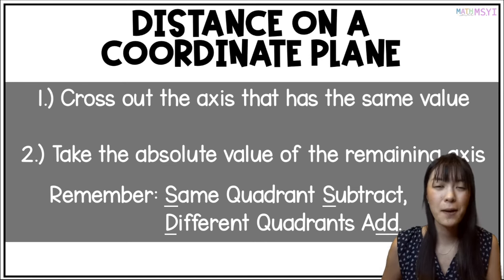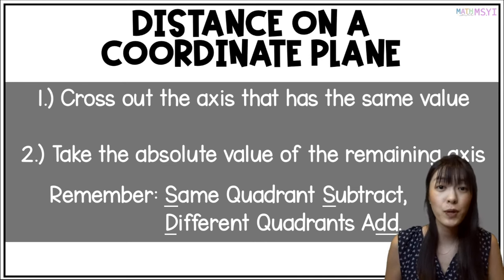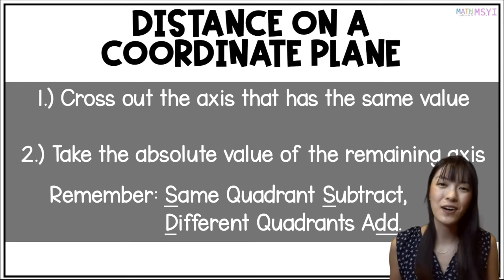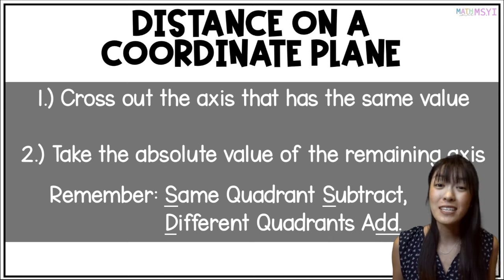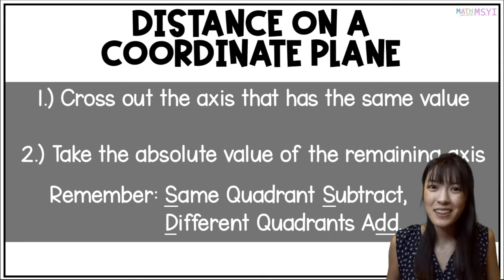As a quick recap, to find the distance on the coordinate plane, if you're given two points, start by crossing out the axes that are the same. Take the absolute value of your remaining axes, and remember, if they are in the same quadrant, you're going to subtract. If they're in different quadrants, you're going to add. Let's see if you got it.